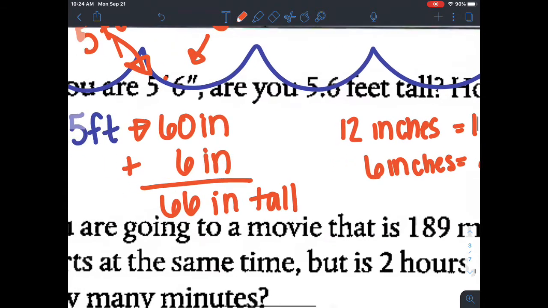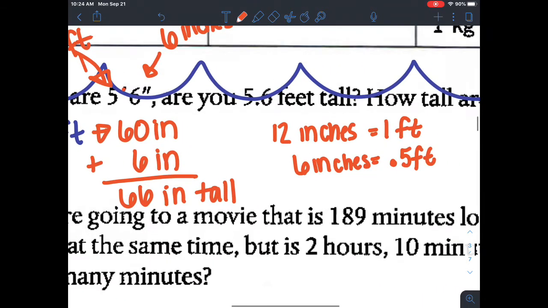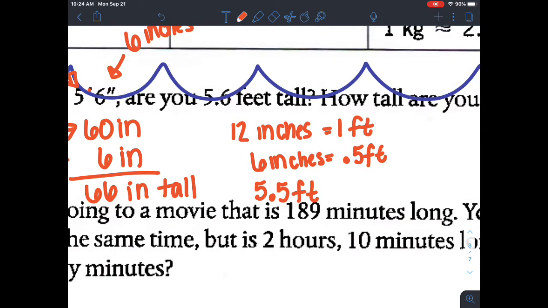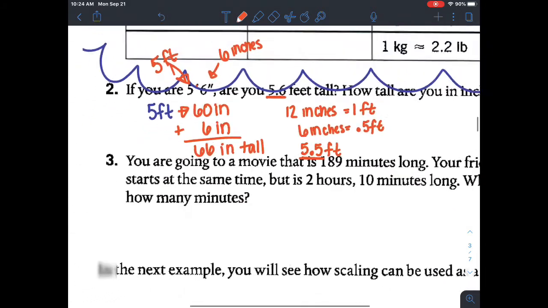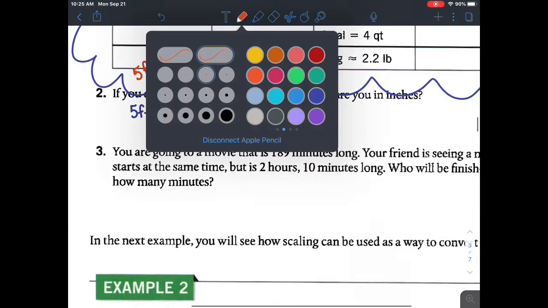So this 5 feet 6 inches is what? If we were to write it as a decimal, it's going to be 5, and the 6 inches is half a foot. So I'm going to write 5.5 feet. You're 5.5 feet tall. So no, these two heights are not the same. The 5.6 is slightly taller than 5.5 feet. For number 3, I'm going to change colors.